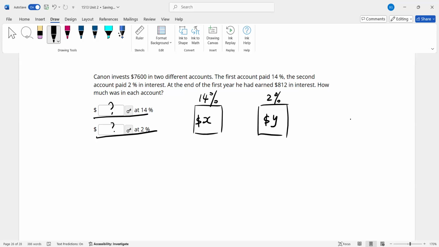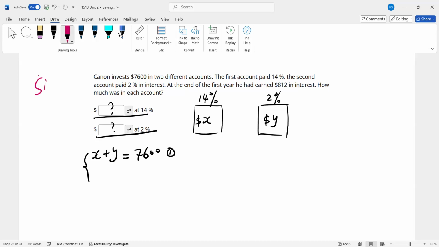And together, Canon invests $7,600 in those two boxes. So that means X plus Y equals 7,600. We got one equation. We need to find another equation. Okay, how do we find the interest? So this is about simple interest for 1 year, all right?